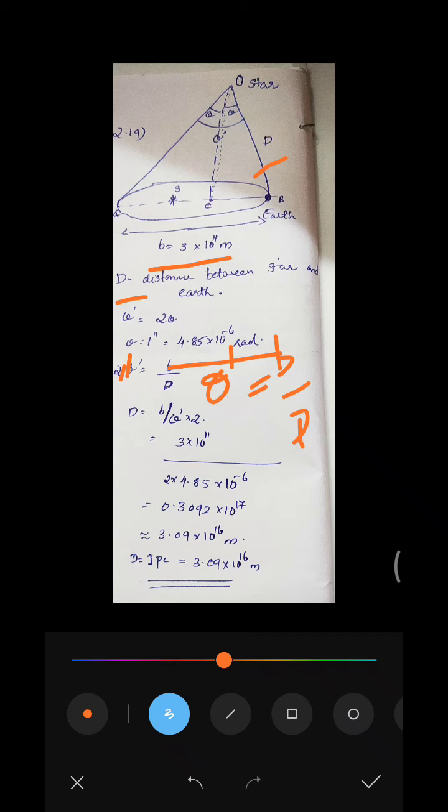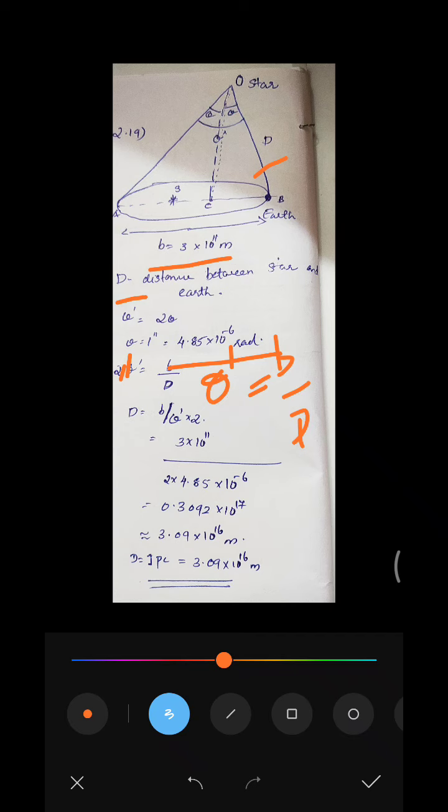So d will be equal to b, you know that, 3 into 10 to the power 11 meter, divided by the theta value, which is 1 second. You have to find the value in theta dash, because the angle between A and B is theta dash actually, isn't it? So 2 into theta will become 2 into 4.85 into 10 to the power minus 6. 4.85 into 10 to the power minus 6 is actually 1 second in radians.